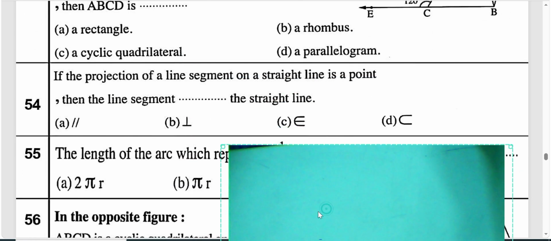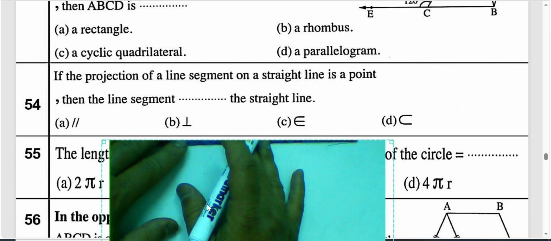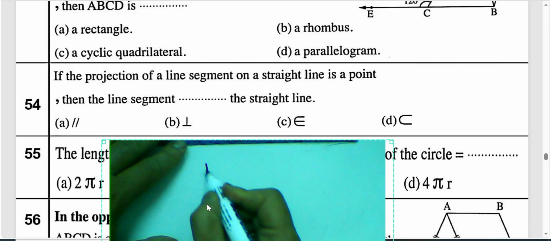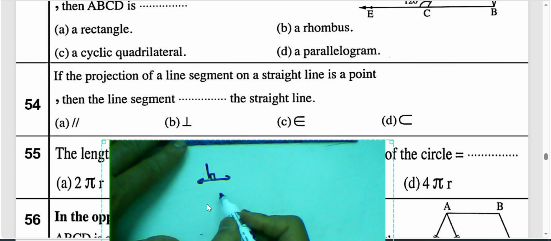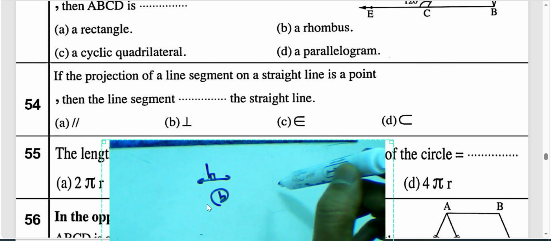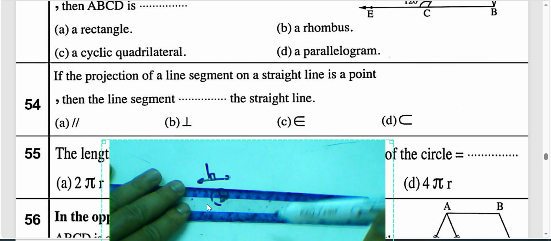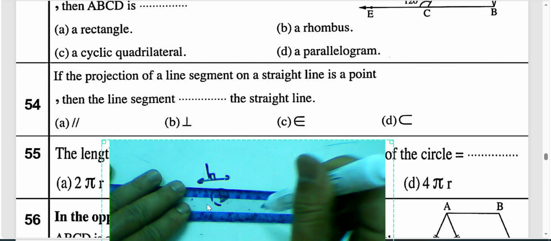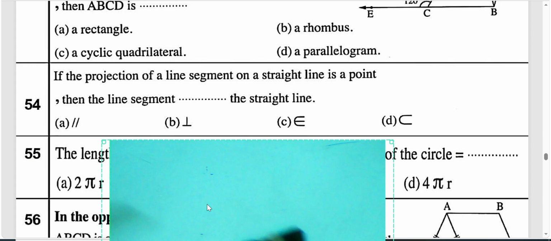Next question: the projection of a line segment onto a straight line is a point. This means the line segment is perpendicular. Choose letter B, because the projection of this pen onto this line is a point. It means perpendicular. It means this marker is perpendicular to the ruler. So it will be perpendicular because the projection was a point.